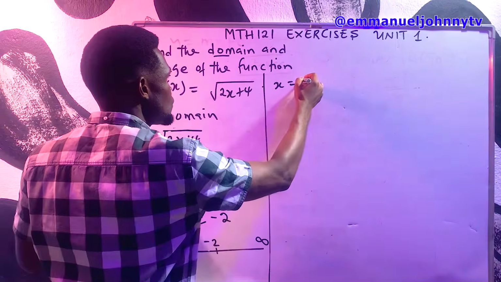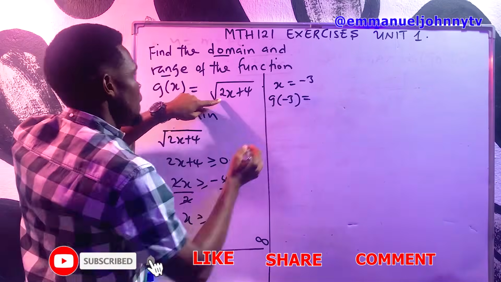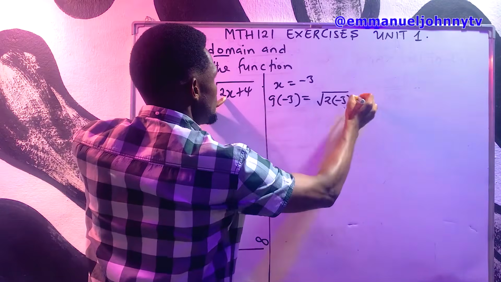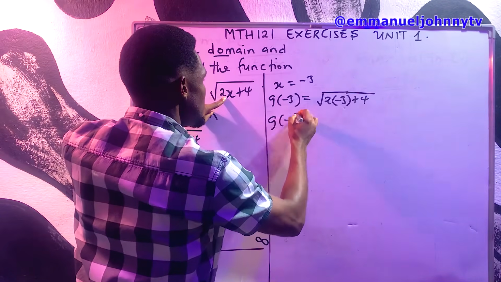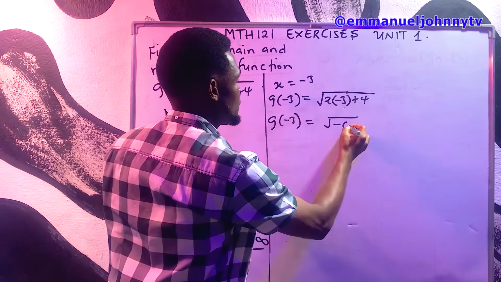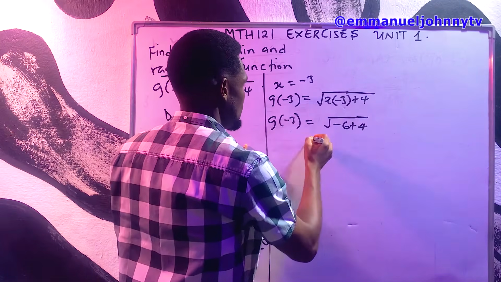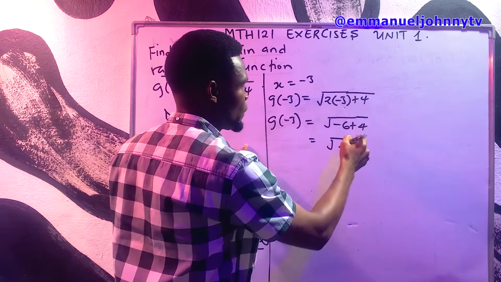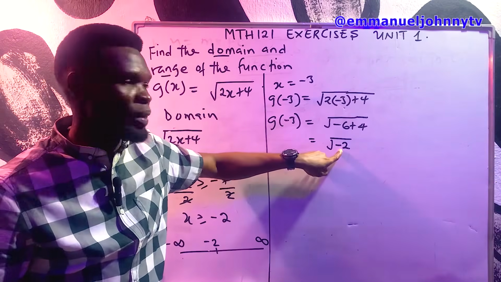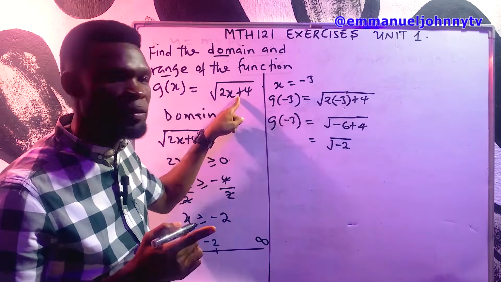That means at x equals minus 3, g of minus 3 will be equal to the square root of 2 into minus 3 plus 4. This means g of minus 3 is equal to the square root of 2 times minus 3, which is minus 6, plus 4. So that gives us the square root of minus 6 plus 4, which is minus 2. We can see we don't have a square root of negative numbers. It means that minus 3 does not satisfy this function.